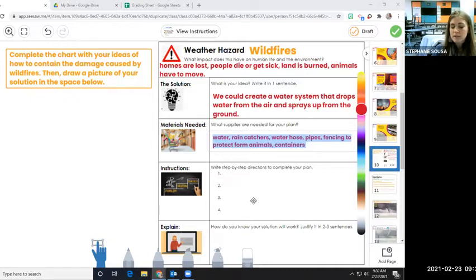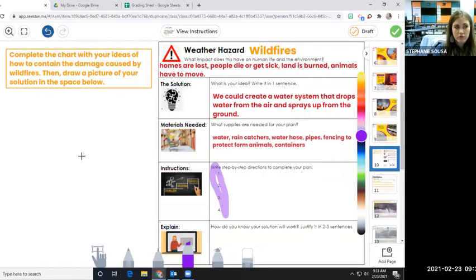Okay. So this is the planning page that we're working on. Now it says instructions. Write step-by-step directions to complete your plan. So there are 4 steps here. You might not need all 4, but you definitely need more than one. So we are going to write down what people need to do to build this to make it work. Okay, and I don't know why this isn't getting smaller. Oh, it is getting smaller.